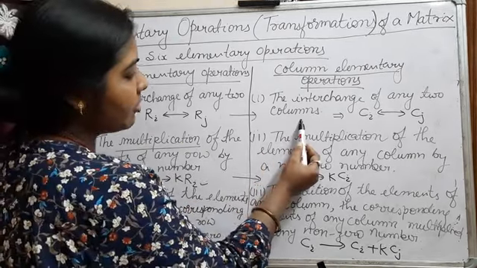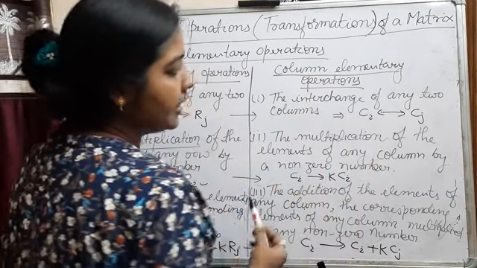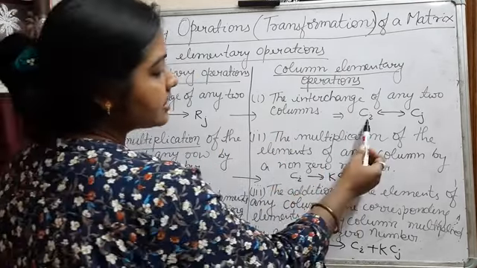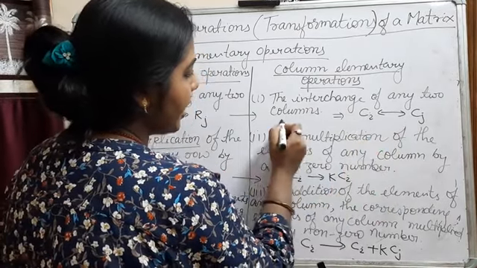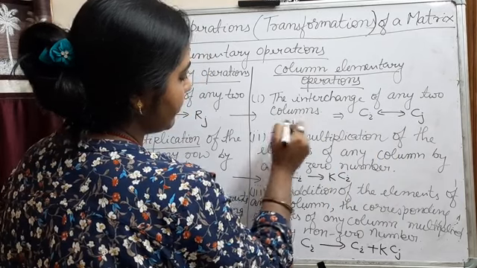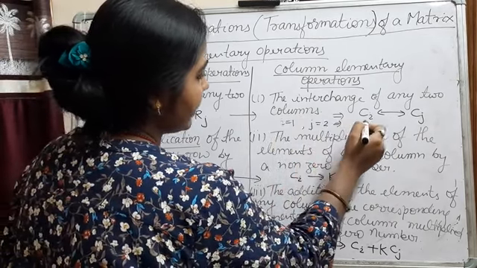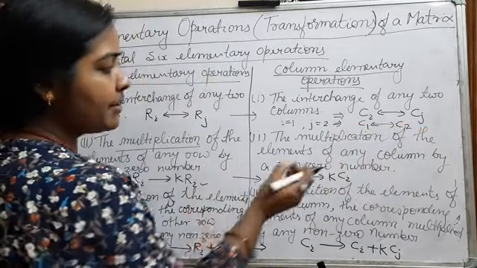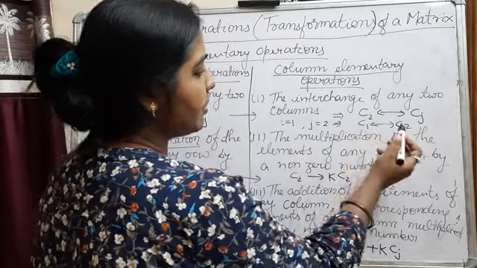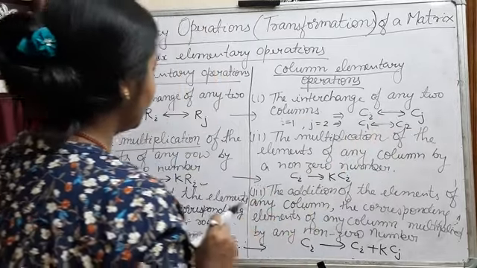Similarly, the first column elementary operation is that we can interchange any 2 columns, meaning Ci interchanging Cj. If we take i equals 1 and j equals 2, we can write it as C1 interchanging C2. Means in place of C1 we write C2, and in place of C2 we write C1. This is called interchanging.